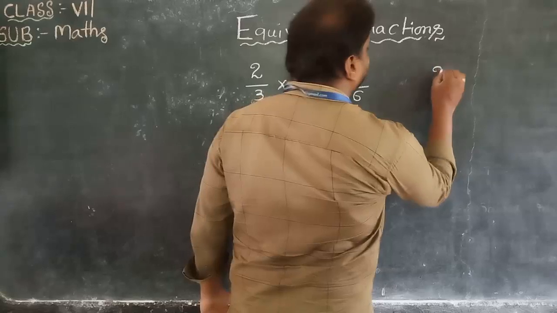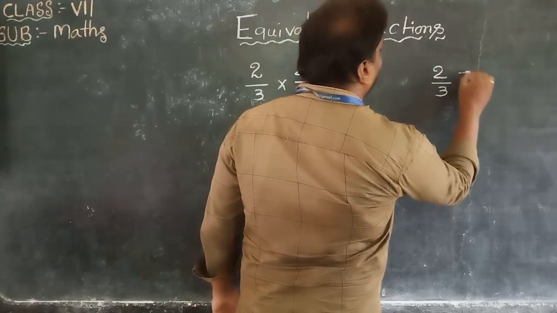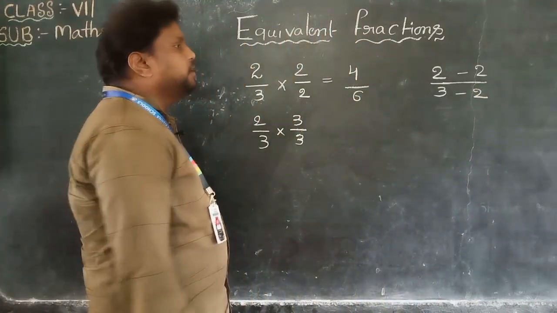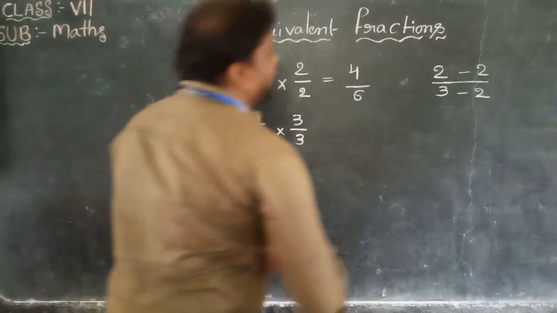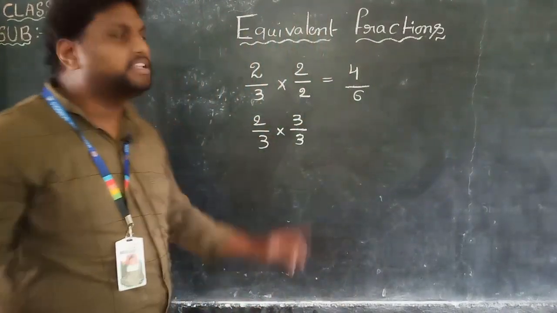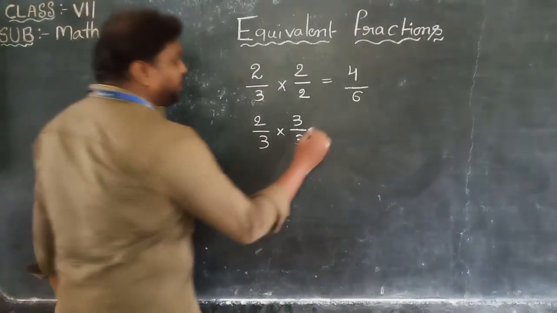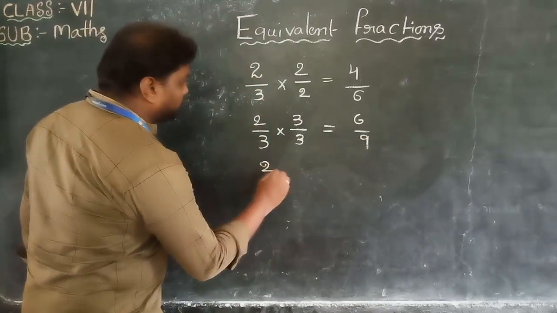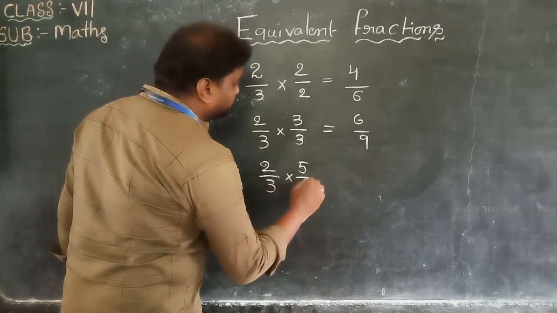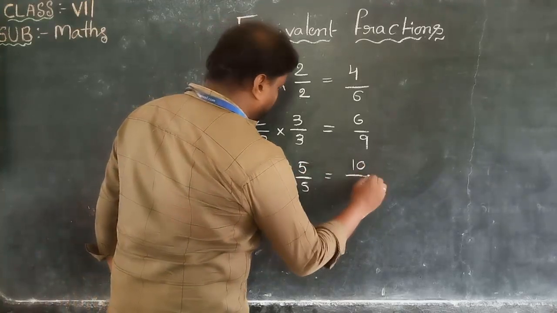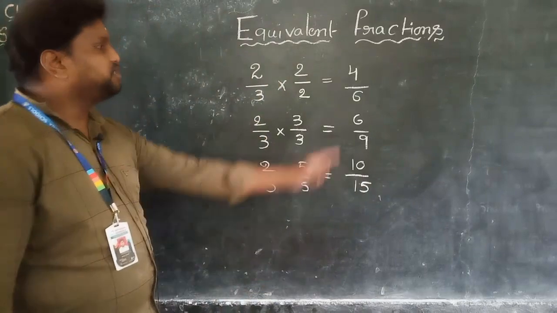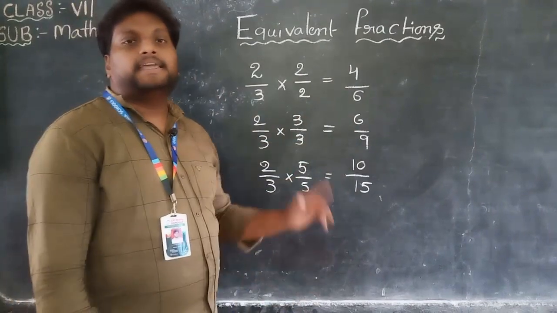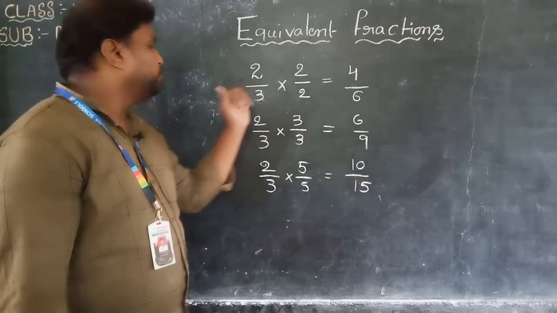For example, 2 by 3 minus 2, minus 2. This is wrong. We have to use only multiplication and division operations for equivalent fractions. Now multiply: 2 3s are 6, 3 3s are 9. Like that, for 2 by 3, now I am taking 5: 2 5s are 10, 3 5s are 15. Here observe 4 by 6, 6 by 9, 10 by 15. These three are the equivalent fractions of 2 by 3.